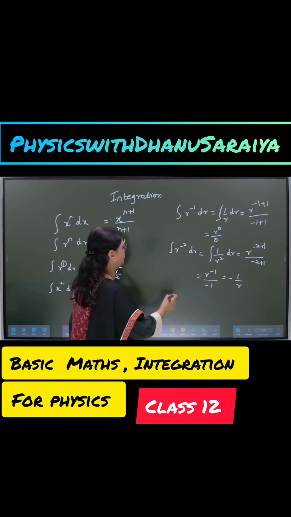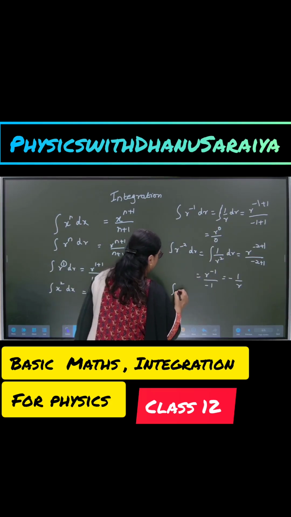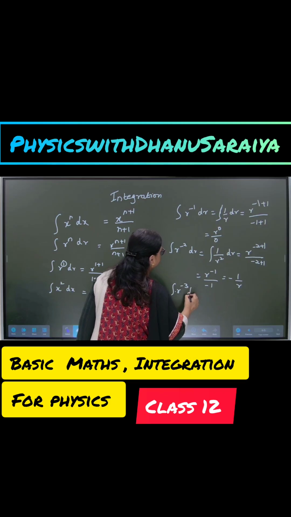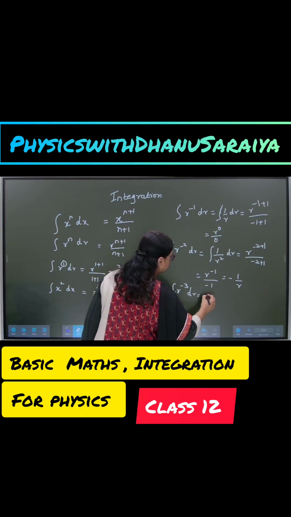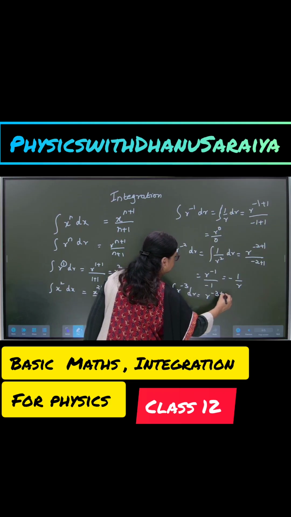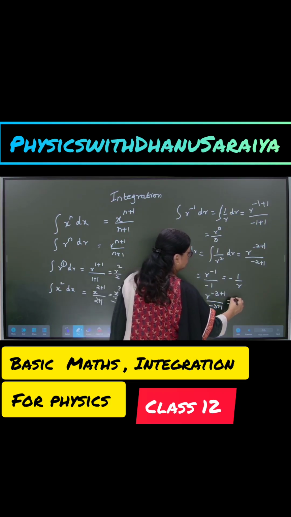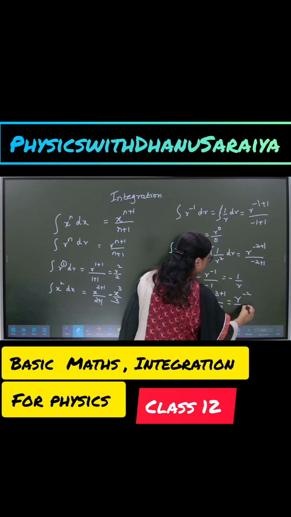Also one more negative example we should do. R raised to minus 3 dr. Okay, so what should I do? R raised to negative 3 plus 1 upon negative 3 plus 1. What is negative 3 plus 1? Negative 2, upon negative 2.